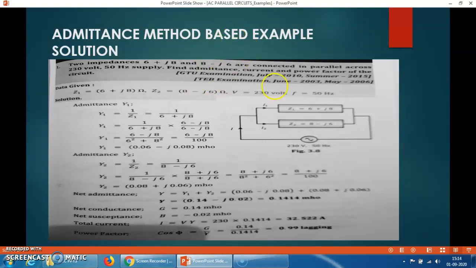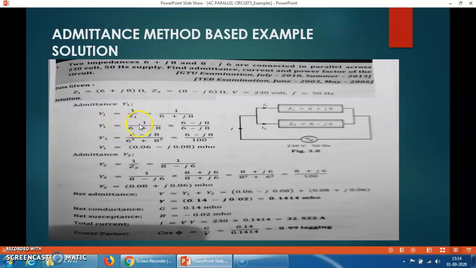So here first of all, Z1 and Z2 are given. First of all you have to find out the value of admittance for each and every branch. So admittance Y1 is equal to 1/Z1. Now substitute the value of Z1, that is 6 plus j8. So 1/(6 plus j8).